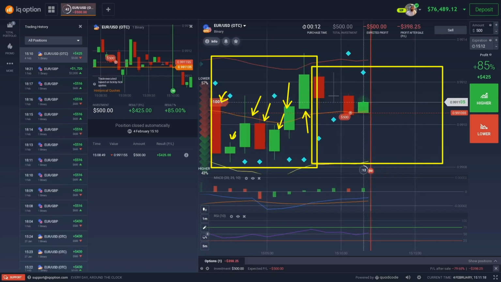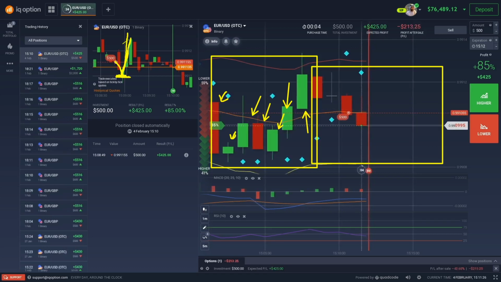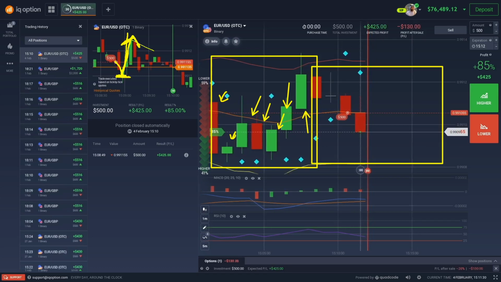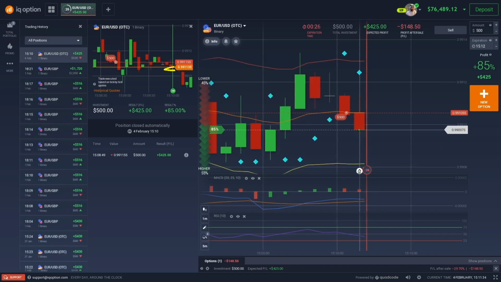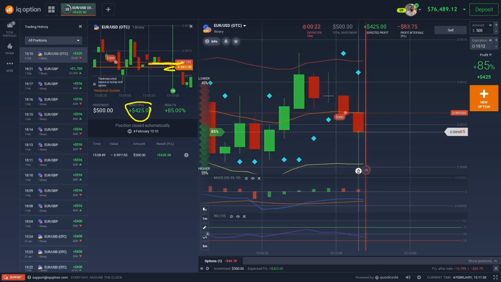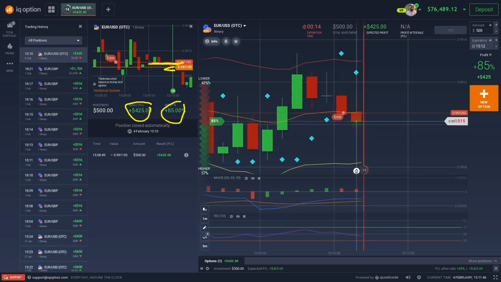As you can see here, the market went down. I was comfortable, and then boom, an uptrend. At this moment, I was scared, and then boom. Fortunately, at the end, the market closed below this opening price, and I made $425 with 85%. This was supposed to be 87%, but that's okay. 85%.